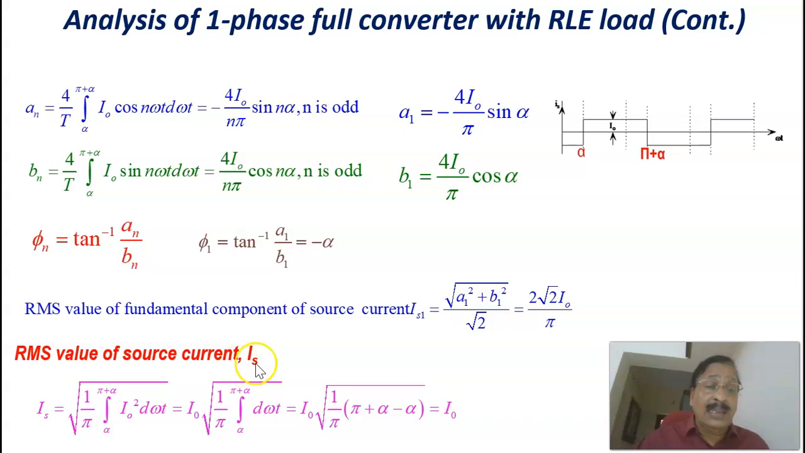And what is the RMS value of the source current? You get a square wave, or rectangular waveform, current. In order to calculate the root mean square value of this source current, take square root of 1 by pi integral from alpha to pi plus alpha of I naught square d omega t. Then you will get I naught. Therefore, the RMS value of the source current is equal to I naught, and the RMS value of the fundamental current is equal to 2 root 2 I naught divided by pi.